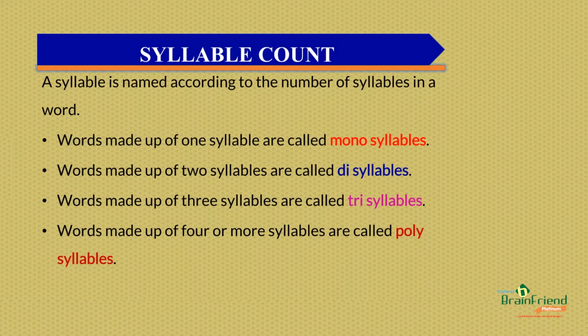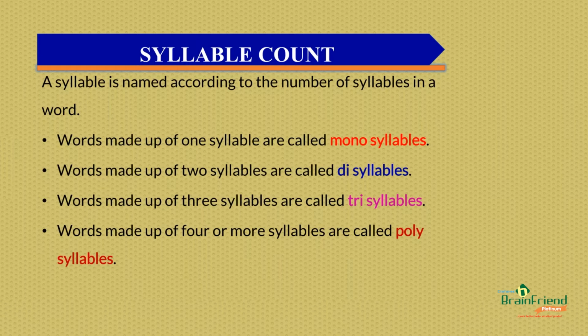Now, this brings us to syllable count. A syllable is named according to its number. A word of 1 syllable is known as a monosyllabic word. Secondly, a word of 2 syllables is known as a bisyllabic or disyllabic word. Moving on, a word of 3 syllables is known as a trisyllabic word. And lastly, a word of 4 or more syllables is known as a polysyllabic word.